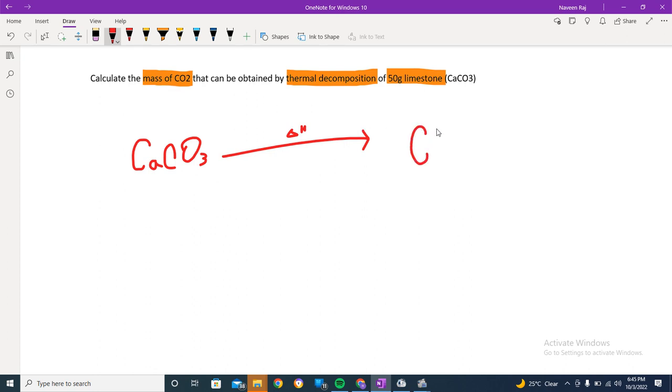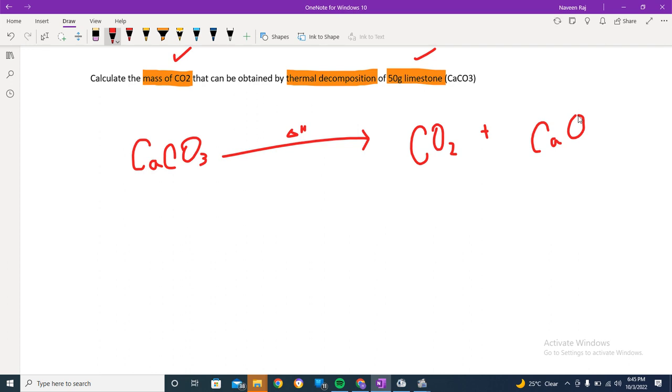CO2. Along with, there would be another product as well. Let me write that for you. I'm just writing it, but we are not involved in it. We are just looking for limestone and CO2, but we are also getting calcium oxide. So we are not involving calcium oxide in this question, but that is also being produced. If we are asked about the mass of calcium oxide produced, we can find that as well.